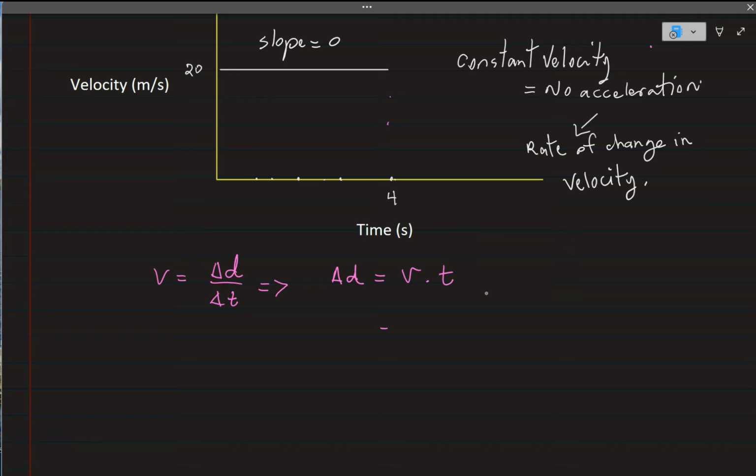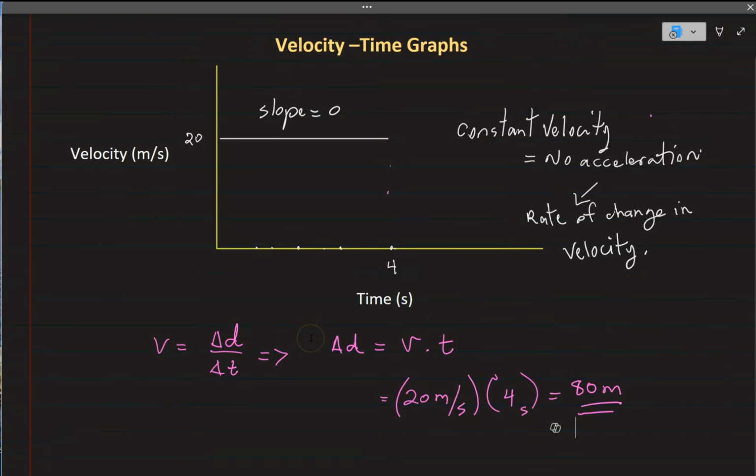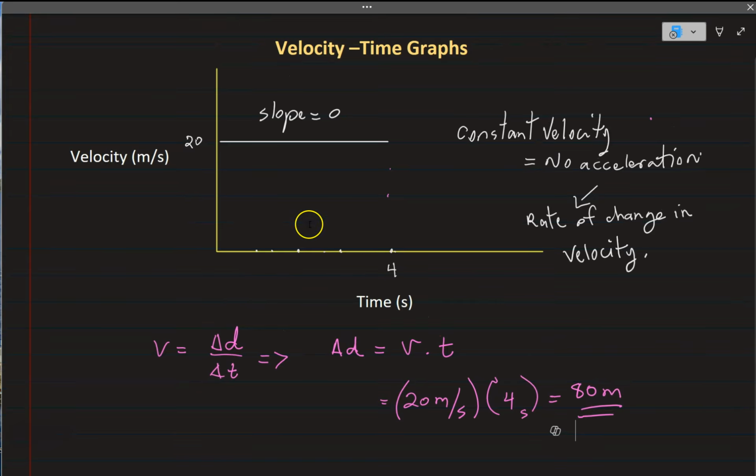So the velocity, and it's constant, so it's 20 meters per second, traveling for 4 seconds, so you get 80 meters. Okay, so that's just using the formula. We just found out that this object traveling for 4 seconds at 20 meters per second will cover 80 meters. Excellent. Now I want you to pay attention to this graph. Now I want to show you that you can also find this 80 meters using the graph.